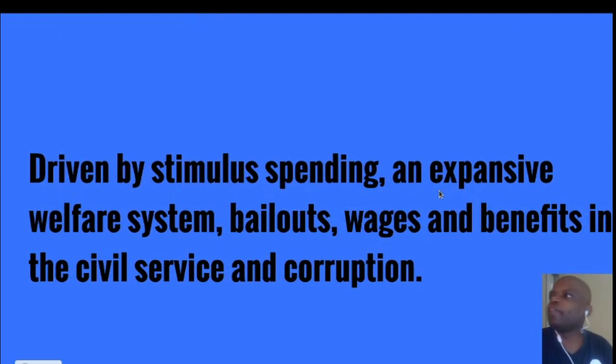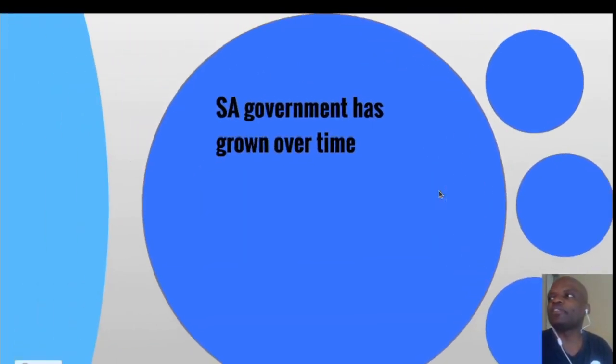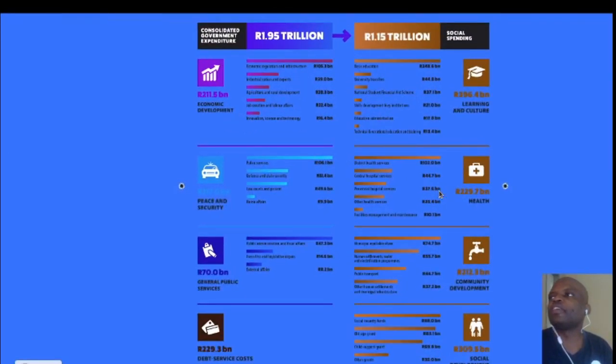So stimulus spending, an expensive welfare system, bailouts, wages and benefits in the civil service, and corruption have been the main drivers of the growth in South Africa's government. You can see it's highlighted here. This comes from National Treasury. If you just look at social spending in the latest budget, from February 2020, the government had budgeted for 1.15 trillion rands in social spending, out of a total government spending of 1.95 trillion rands. So we cannot pretend that social spending doesn't have any impact on the growth in the size of government in South Africa.